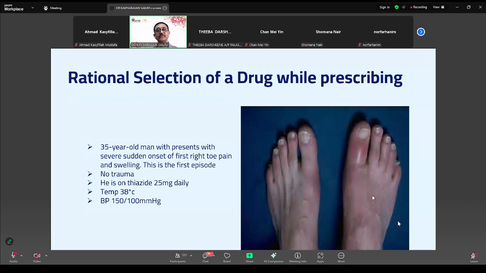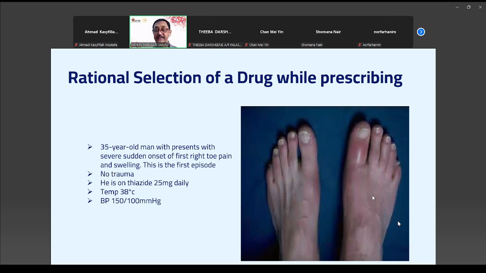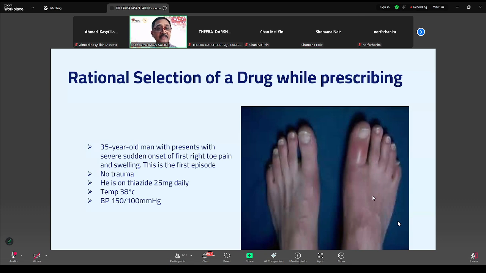I can tell you, because you're going to take the history. You have to come to a diagnosis, isn't it? You're going to take the history. The history is already there. It's the first episode. Sudden onset, no trauma. Any other history you want to take? How long has he been having the toe pain? It's already written there. Sudden onset of first right toe pain. This is the first episode.